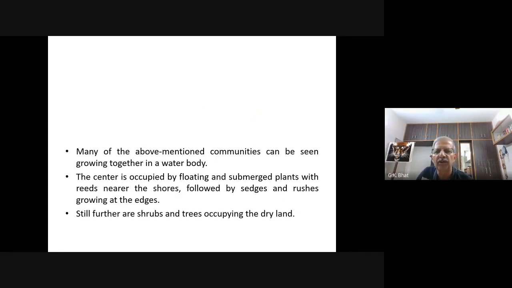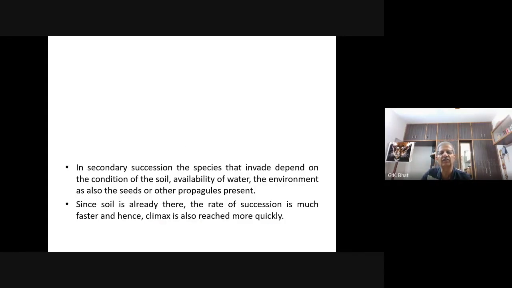Many of the above-mentioned communities can be seen growing together in a water body. The center is occupied by floating and submerged plants, with the reeds nearer the shores, followed by sedges and rushes growing at the edges. These are plants which can grow with a little bit of standing water there. Still further are shrubs and trees occupying the dry land. Right? In secondary succession, the species that invade depend on conditions of the soil. Secondary succession is the succession.